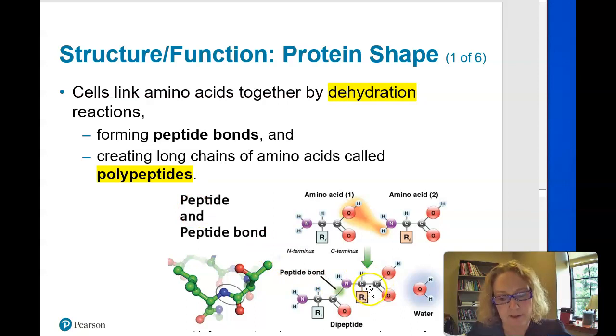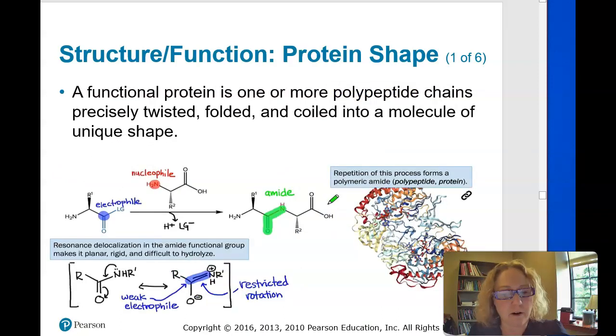So the bond is actually this bond right here that gets formed. And this creates a long chain called a polypeptide. So a peptide bond forms a polypeptide, and that's all through the magic of a dehydration reaction. Now, these are very specifically folded. A functional protein is one or more polypeptide chains precisely twisted and folded and coiled into a very unique shape. If it doesn't fold correctly, it causes disease.